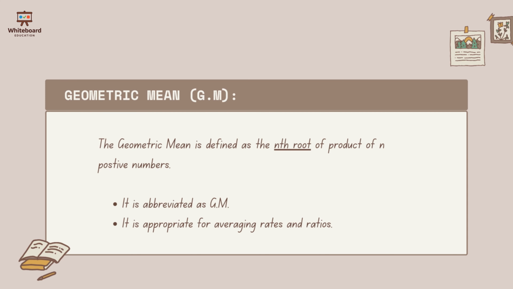Today's lesson is all about geometric mean. The geometric mean is defined as the nth root of the product of n positive numbers. It is abbreviated as G.M. It is appropriate for averaging rates and ratios. There are different but similar formulas for ungrouped and grouped data.